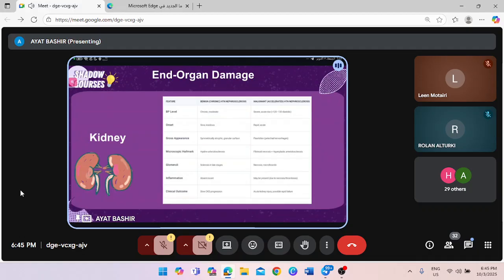Okay, the glomeruli: in the late stage there will be sclerosis, but here it will be necrosis with microthrombi. We have microthrombi because there is a lot of hemorrhage in the malignant. The inflammation will be absent in the chronic, but may be present in the malignant. Slow CKD progression, chronic kidney disease. The acute kidney injury, possible rapid failure because it's acute and malignant.